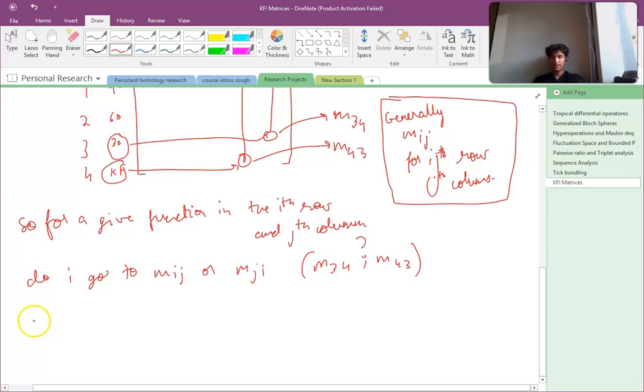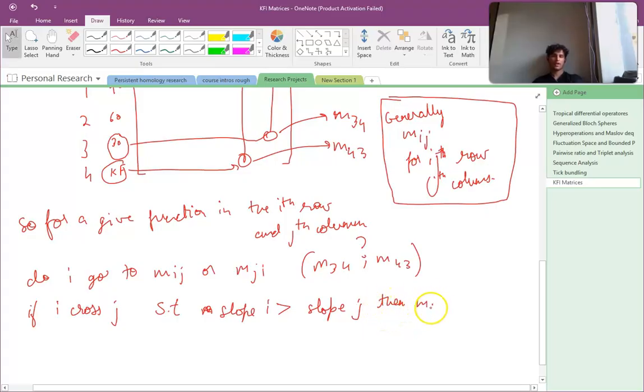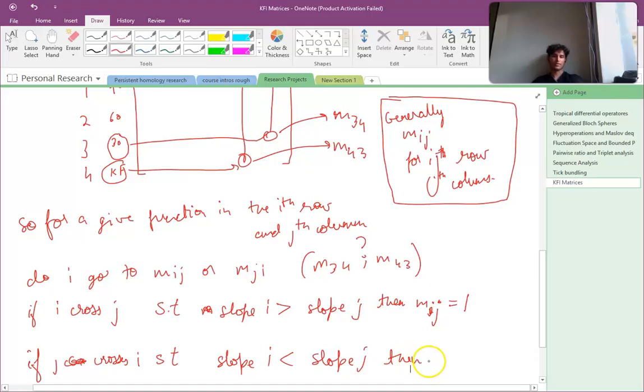So, if I crosses J such that slope of I is greater than slope of J, similarly, if J crosses I such that slope of I is less than slope of J, then we assign Mji equal to 1.